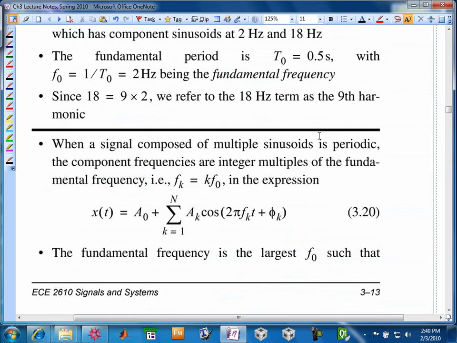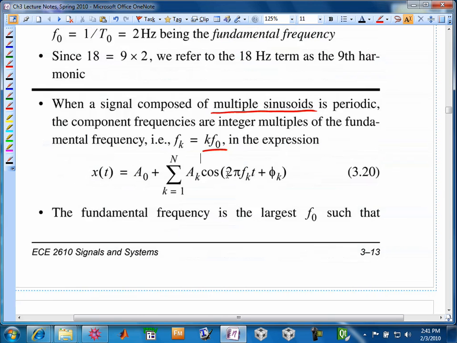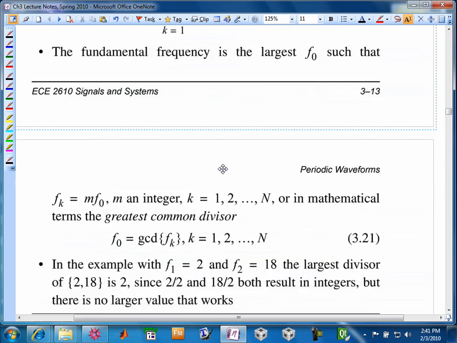Skip this little example and just continue with the thought. Suppose we have a signal composed of multiple sinusoids, all at harmonic frequencies. Harmonic frequencies mean that the frequencies in equation 3.20 there are all multiples of each other. There's some underlying fundamental, but they're related through integers. So there's an f naught and then there's an integer times each one in the term, some different integer value. The fundamental frequency is f naught.